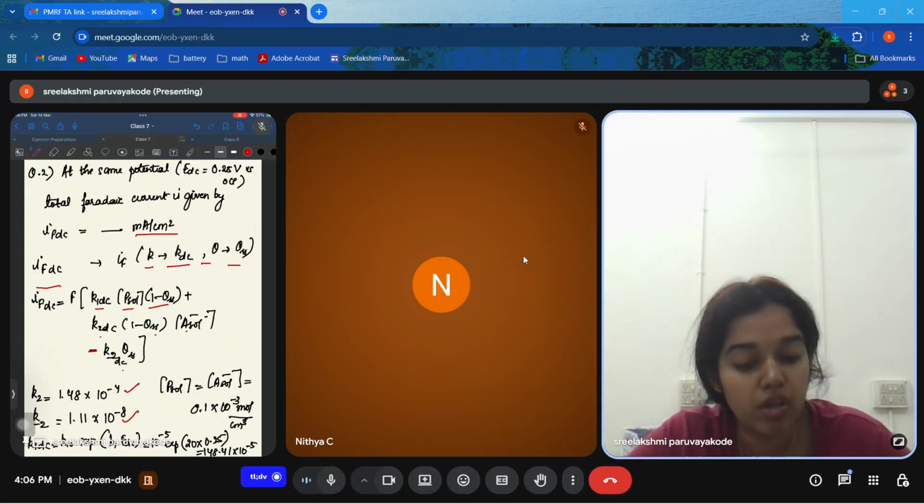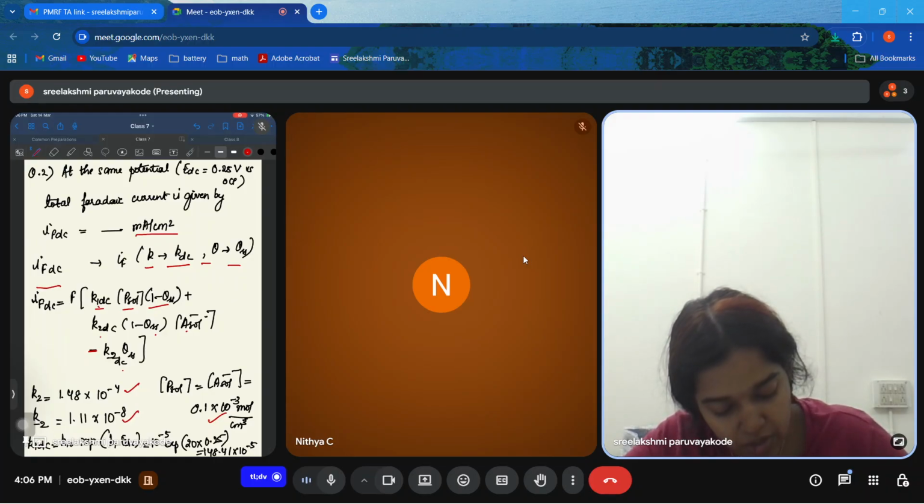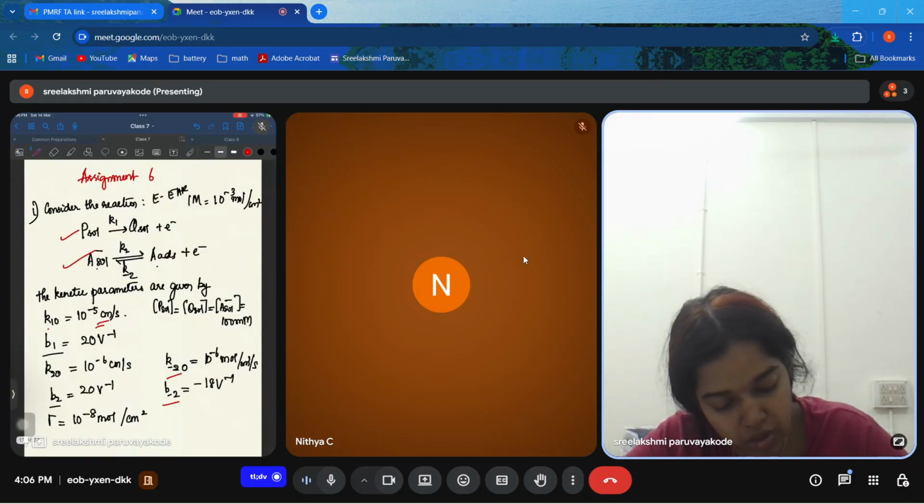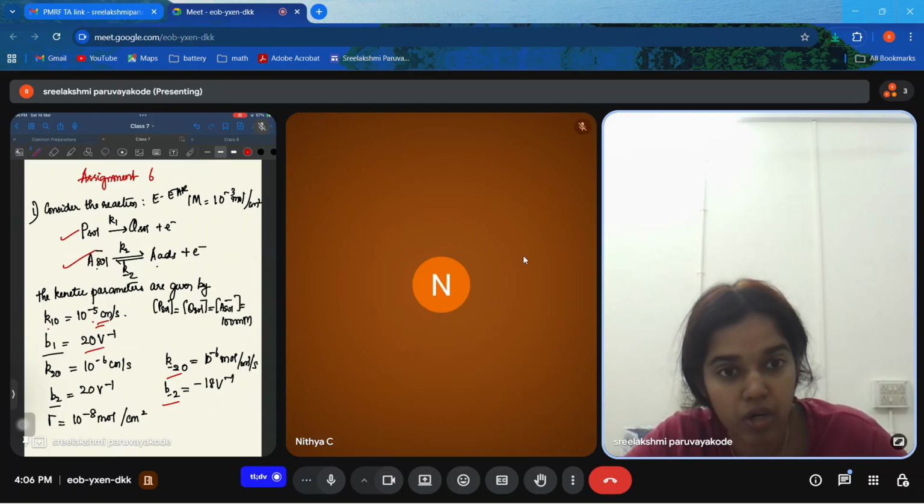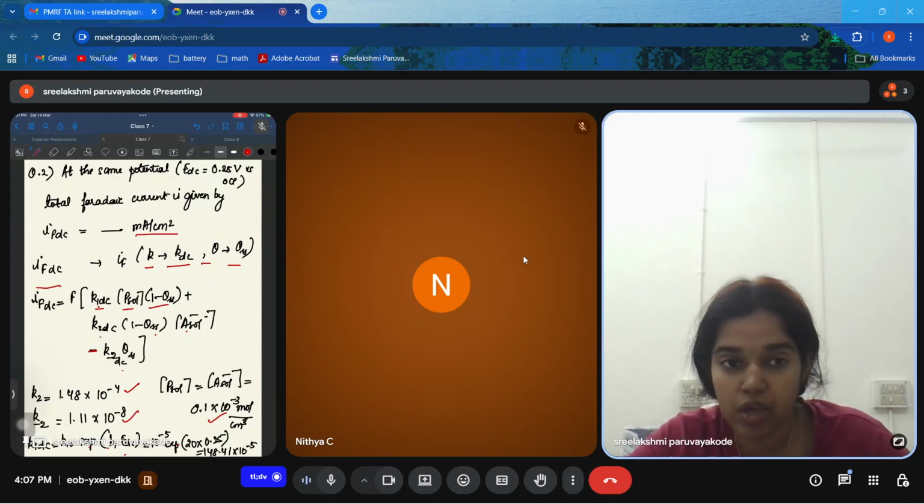K2, K minus 2, we already found out in the previous question, right? Then what you have to find out is P solution, A solution minus. A solution minus we already found out in the previous question. And P solution is also constant, the same value. That also you know. Now what else do you have to find out? You have to find out K1 DC. What is K1 DC? K1 0 exponential D1 EDC. So K1 0 is 10 to the power minus 5 and D1 is 20 volt inverse. Substitute that, you will get the value of K1 DC.